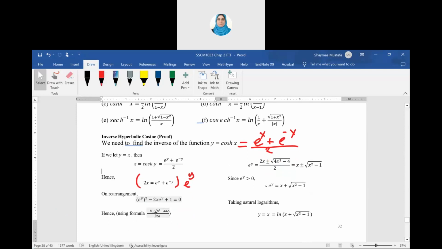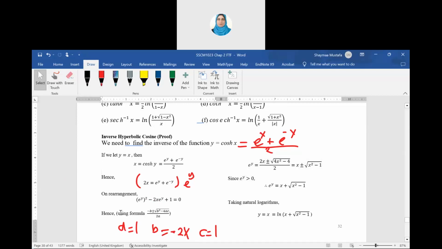Minus b plus or minus the square root of b squared minus 4ac, over 2a. Here a is equal to 1, b is equal to minus 2x, because I'm solving for exponential y. A is the factor of exponential y squared, which is equal to 1. B is the factor for exponential y, which is equal to minus 2x, and c is equal to 1.